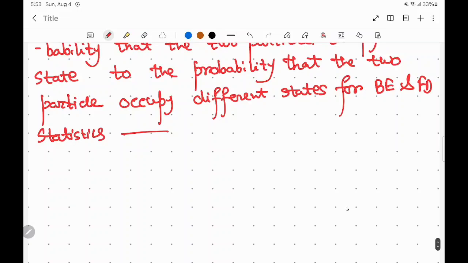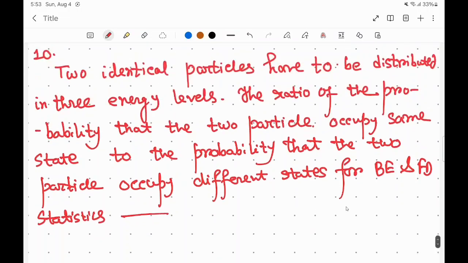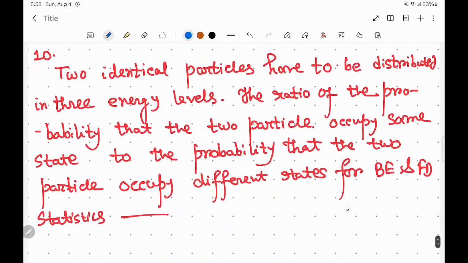Okay, so not too much stuff. Just Bose-Einstein, Fermi-Dirac. We have discussed it in the last class. This is a very easy question. This means we have to consider the particles as indistinguishable. And we know that for Fermi-Dirac, no two particles will be in the same state. What we have to find out is the ratio of the probability that two particles occupy the same state to the probability that they occupy different states.